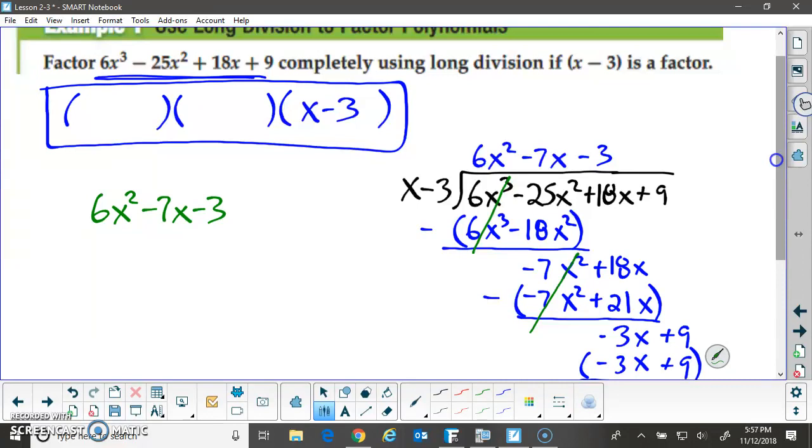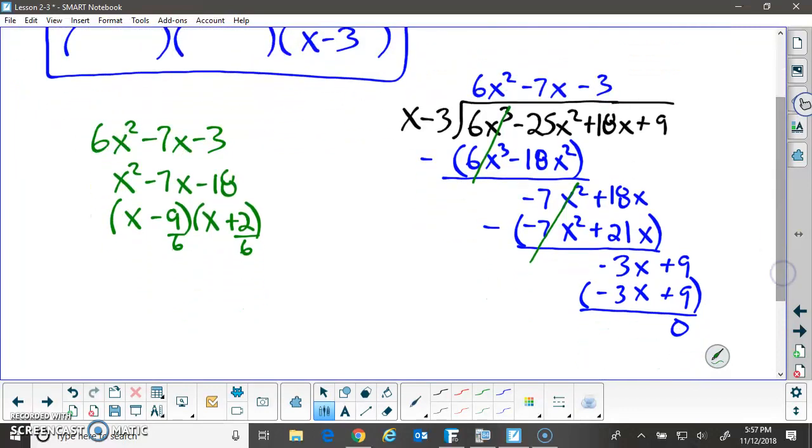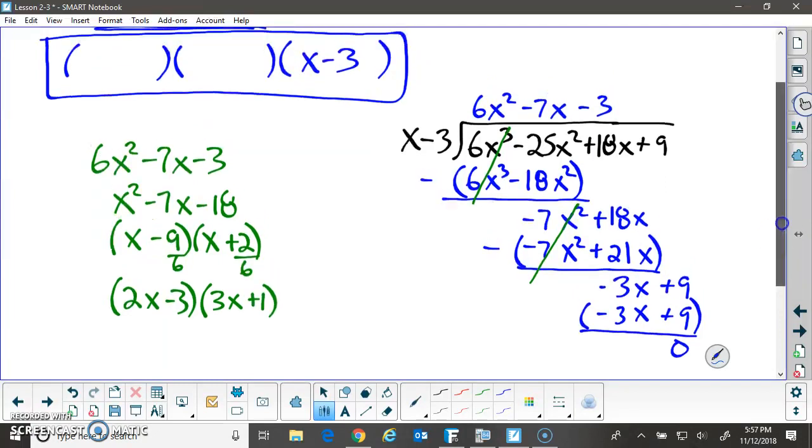So let's take the 6, send it to the back, factor this into negative 9 and positive 2. But then since I sent the 6 to the back, I have to divide both of these by 6. That would simplify down. The 9 over 6 simplifies into 3 over 2. So this factor is 2x minus 3. And then this factor, the 2 over 6, reduces into 1 over 3, so this becomes 3x plus 1. And those are my remaining 2 factors for my final solution.